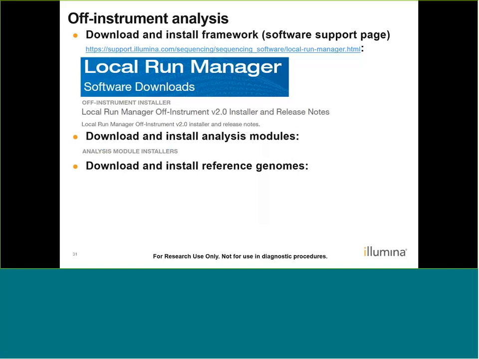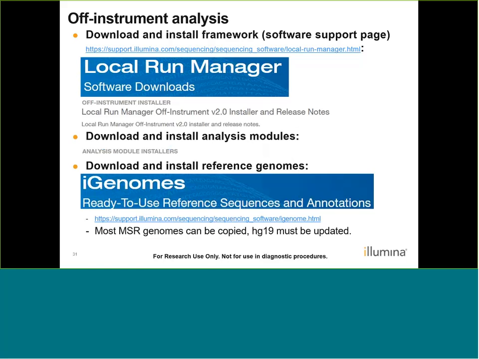If you need to install any reference genomes for alignment, you can go to our iGenomes repository for some ready-to-use sequences and annotations, or you can also just download a reference sequence from any public repository to use. If you're installing this on a MiSeq, you can use most of the MiSeq Reporter genomes that are already installed, but if you're running the human genome, we recommend that you update to our more recent version of hg19, which has updated annotations that are more compatible with the LRM workflows compared to the MiSeq Reporter workflows.